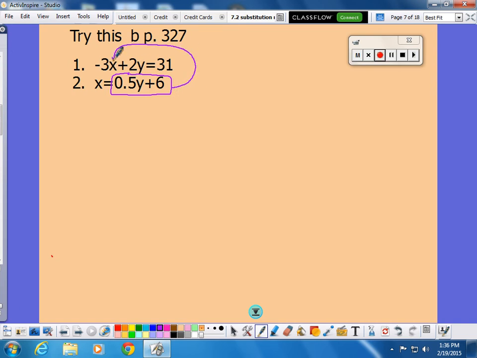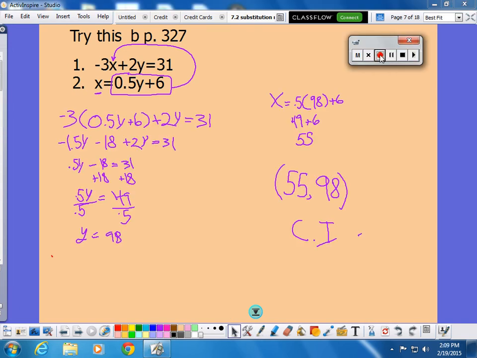For the y? It tells us x. Oh, my bad. Substitute into the other equation for x. Alright, so we're going to have y's left when we do. So you're going to substitute in and solve for y, and then plug back in and find x. Instead of just one. Alright, good job.